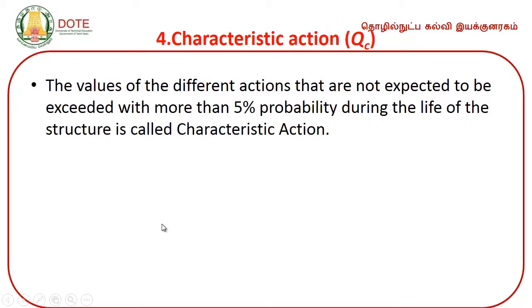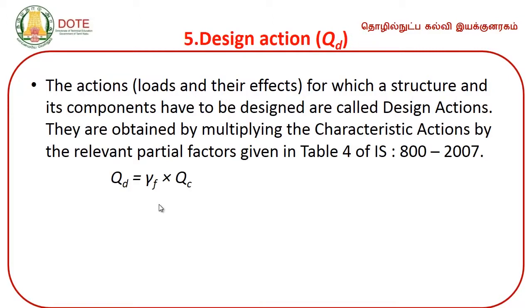And the very important definition is characteristic action, and the value is nothing but one that is not expected to be exceeded with more than 5% probability during the lifetime of the structure. That is called characteristic action. That means there is a probability of just 5% of exceeding the characteristic action which is taken into the design consideration.